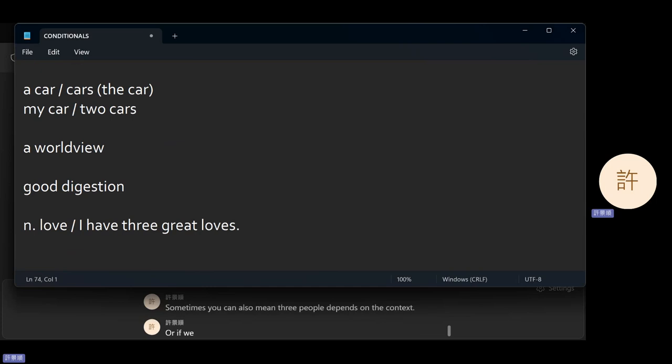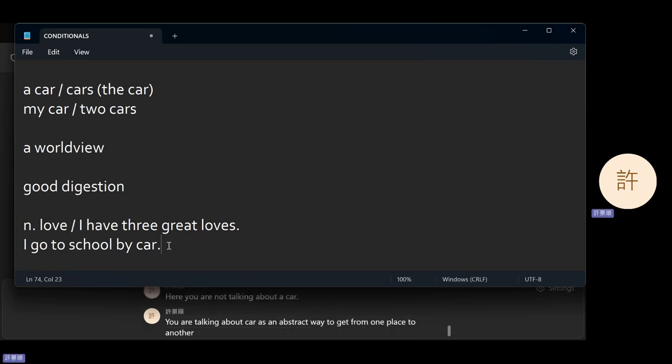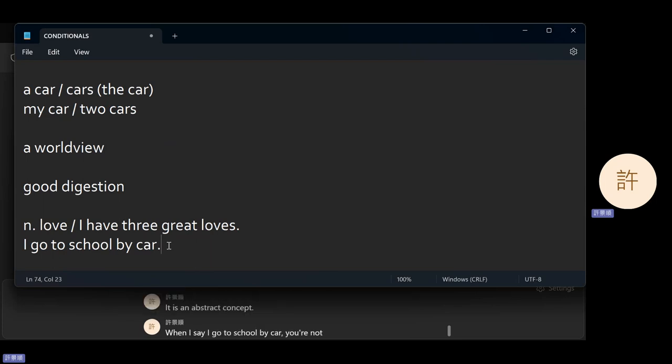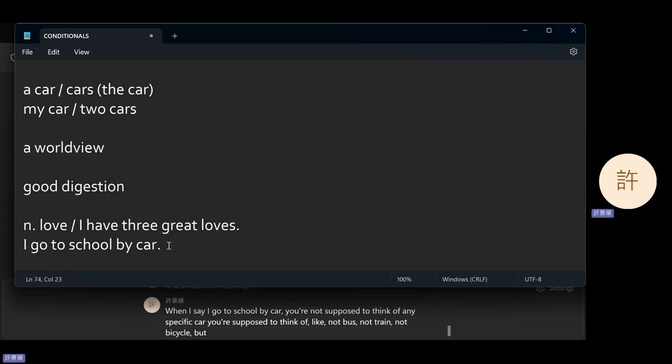Or if we go back to car. Car can also be used in an uncountable way. I go to school by car. In this case, the word car has nothing in front, has nothing behind. Here, you are not talking about a car. You are talking about car as an abstract way to get from one place to another. It is an abstract concept. When I say I go to school by car, you're not supposed to think of any specific car. You're supposed to think of not bus, not train, not bicycle, but by car.